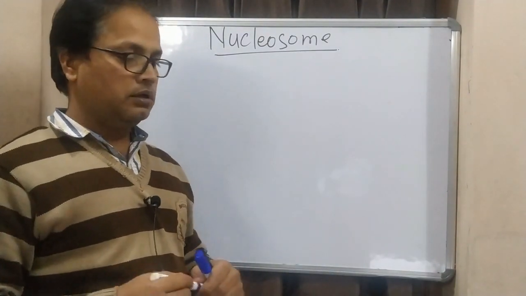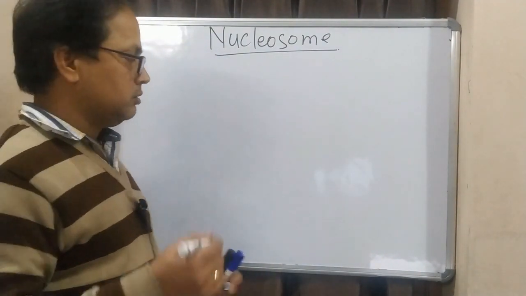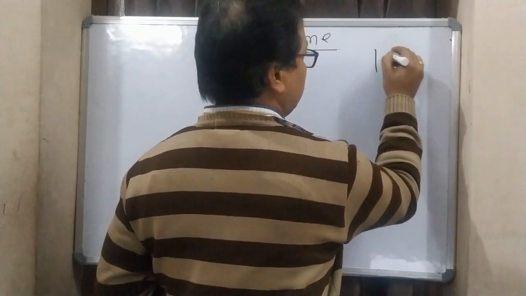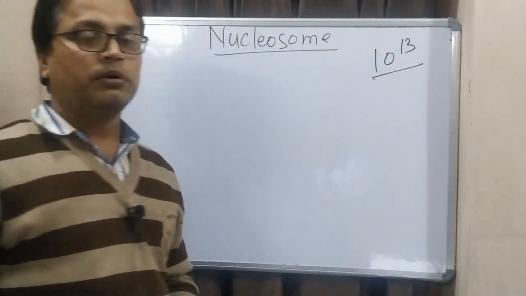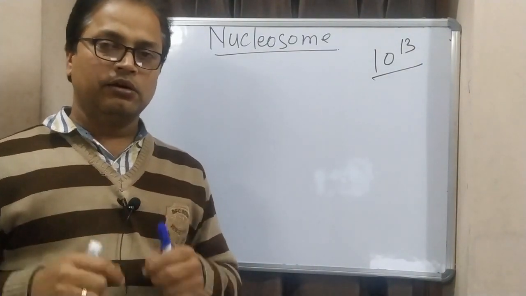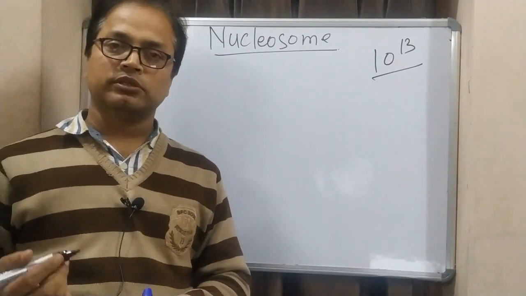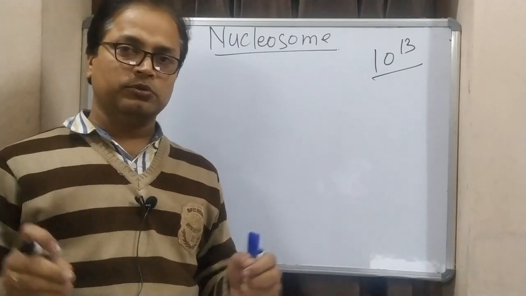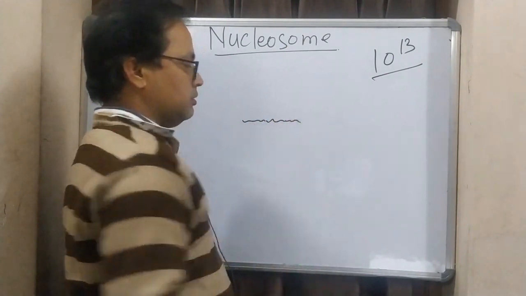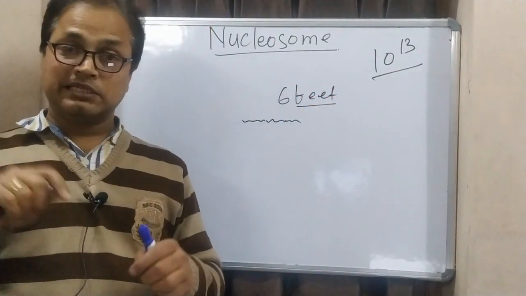DNA is a double helical, coiled structure. In a human being we have roughly 10 to the power 13 cells. If we take the DNA of one cell of our body, we have 23 pairs of chromosomes, so it means 46 chromosomes. If we take the 46 chromosomes and join each DNA end to end, we get roughly 6 feet of DNA in a single cell.